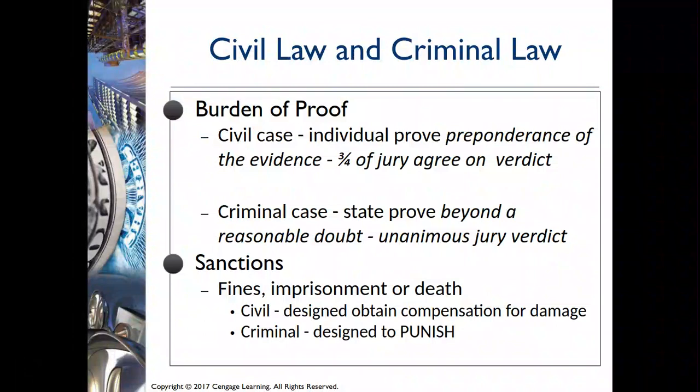With a civil case, you have to prove they are guilty with a preponderance of the evidence. Three-fourths of the jury must agree on the verdict. In a criminal case, however, the state must prove they were guilty beyond a reasonable doubt, and that means there's a unanimous decision by the jury. Sanctions: they can be fined, imprisoned, or even put to death under criminal law.